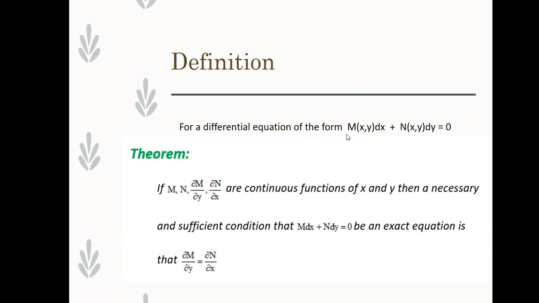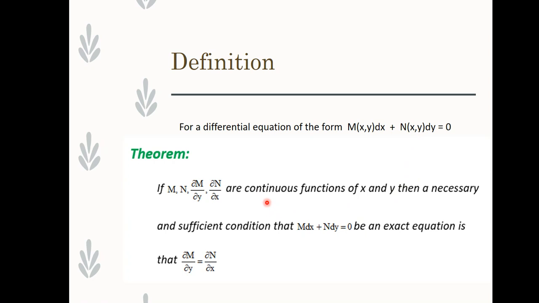Our DE should first be written in the form in which you have two terms. One term has the differential of x and the other term has the differential of y. In this particular form, your DE is said to be exact if we follow this particular theorem. The theorem says that the M here and the N here, same thing with the partial derivative of M with respect to y and N with respect to x, should be continuous.